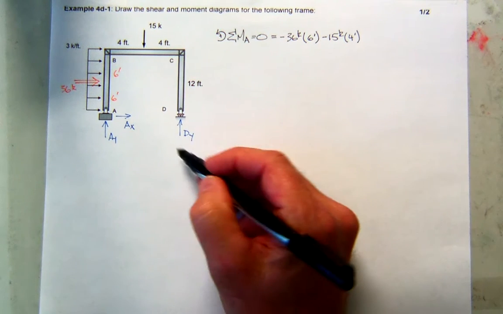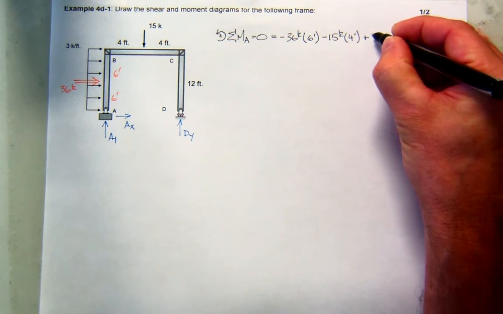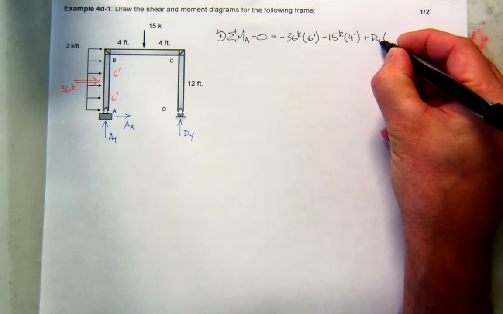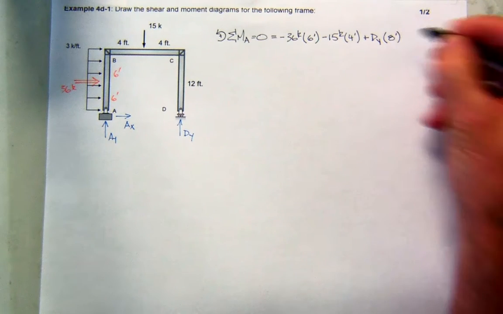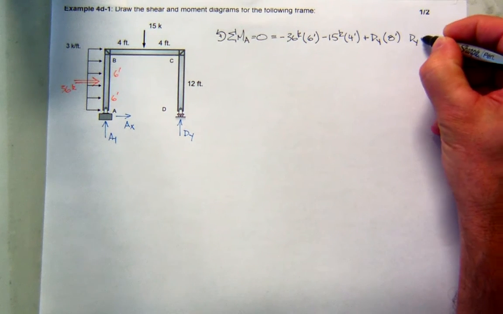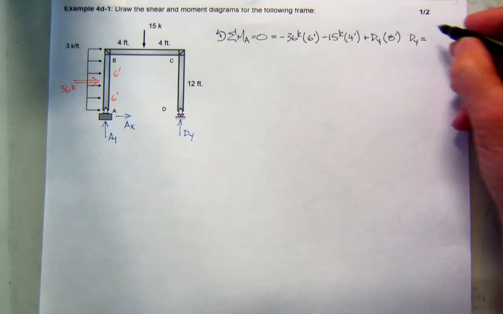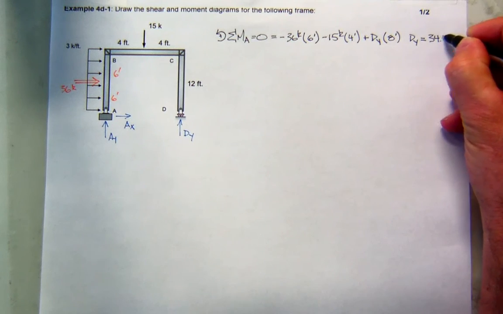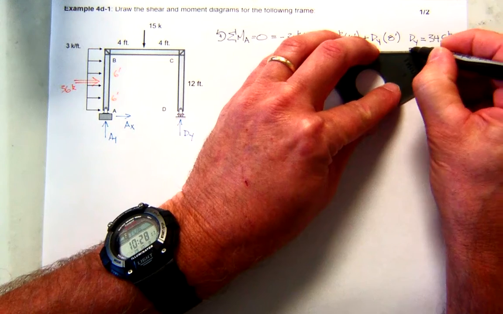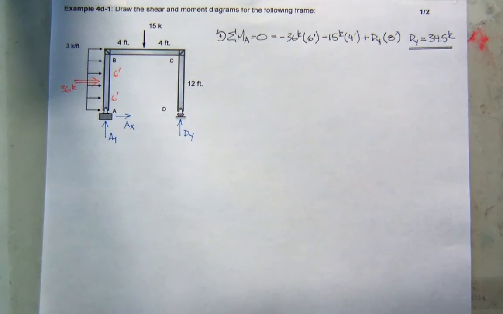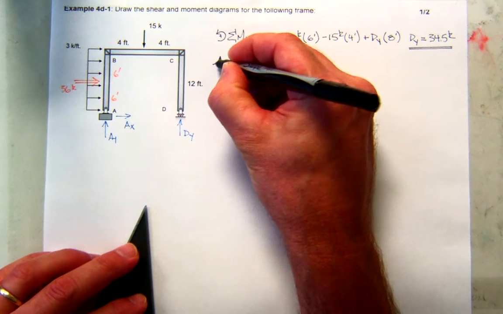And then I got DY. With my sign convention, that creates positive moment, and that has a moment arm of 8 feet. So from that, I should be able to calculate DY. I don't know what that is. 34.5. Anybody else get that? Just to check? Yep. Thank you.